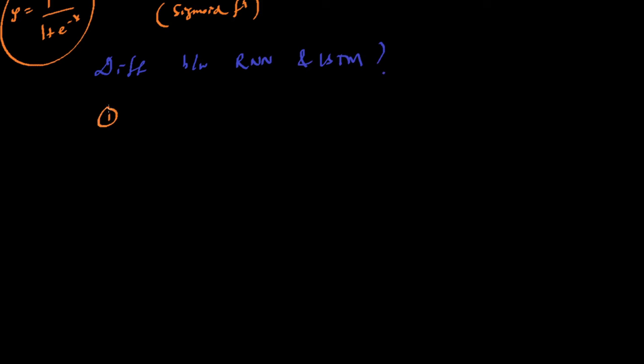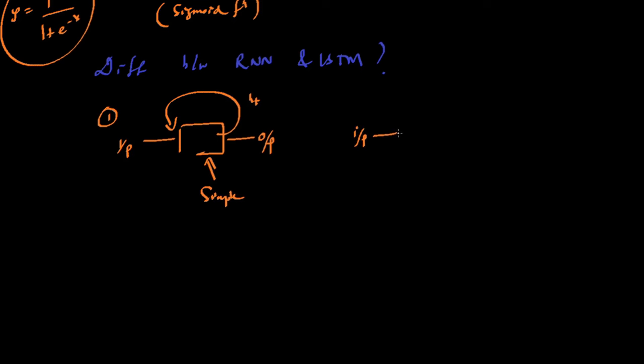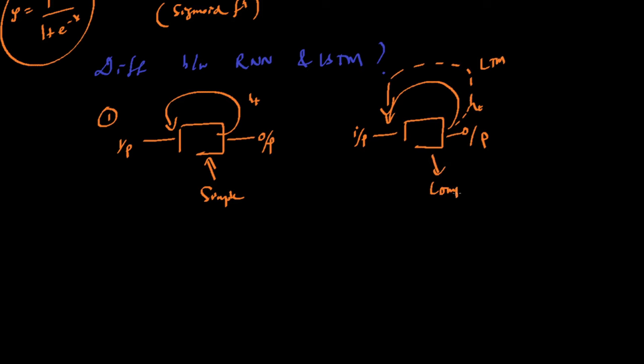Now, the first difference is based on architecture. Okay, so in RNN, it looks like this. We have input, we have hidden layer, and we have a state function, right? So the architecture is very simple. Here we have input, we have output, we have the state function. Apart from that, we also have another state which is called the long-term memory state. So there are two states, the short-term memory and the long-term memory state. And here it is a little bit complex architecture. Okay, so architecture-wise, simple and complex.